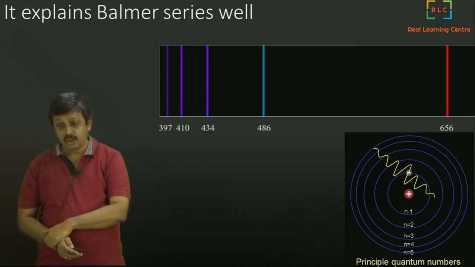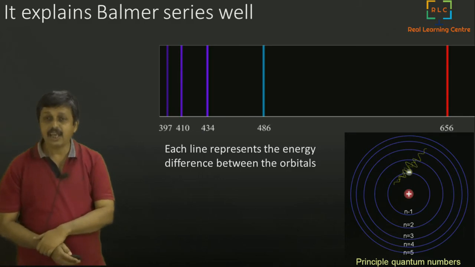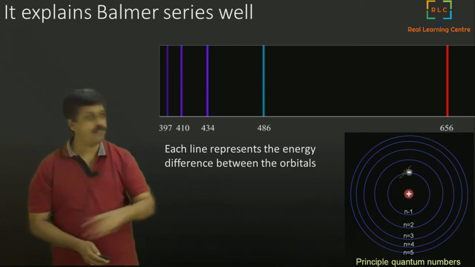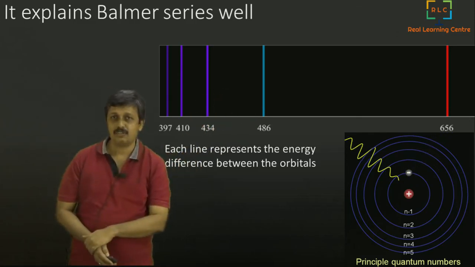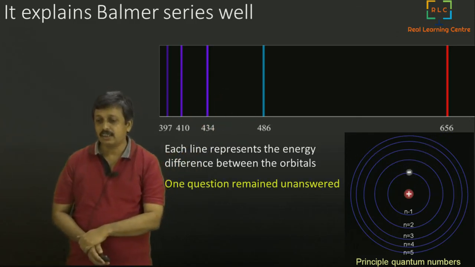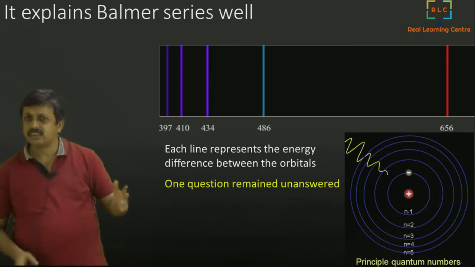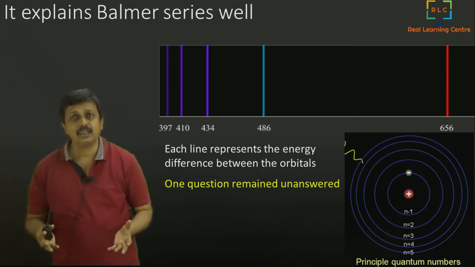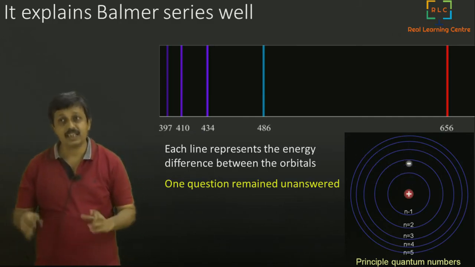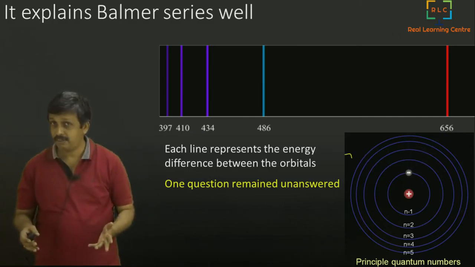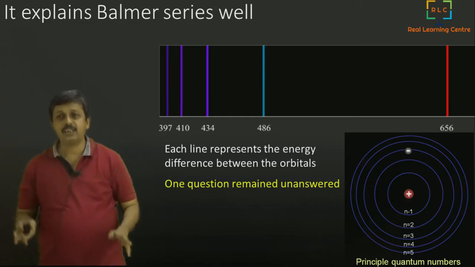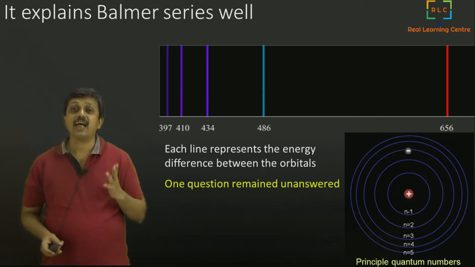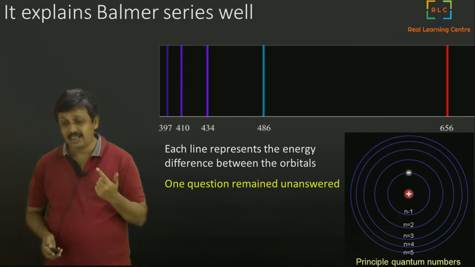Interesting. So he says that each line actually represents the energy difference between two orbitals. Every line represents that. And then he also said that after all this, it explained very well, in the sense that whatever Rutherford's problems were, he solved most of them. Yes, he even postulated that when it is going in an orbital, there is absolutely no energy lost. But that question is still unanswered.